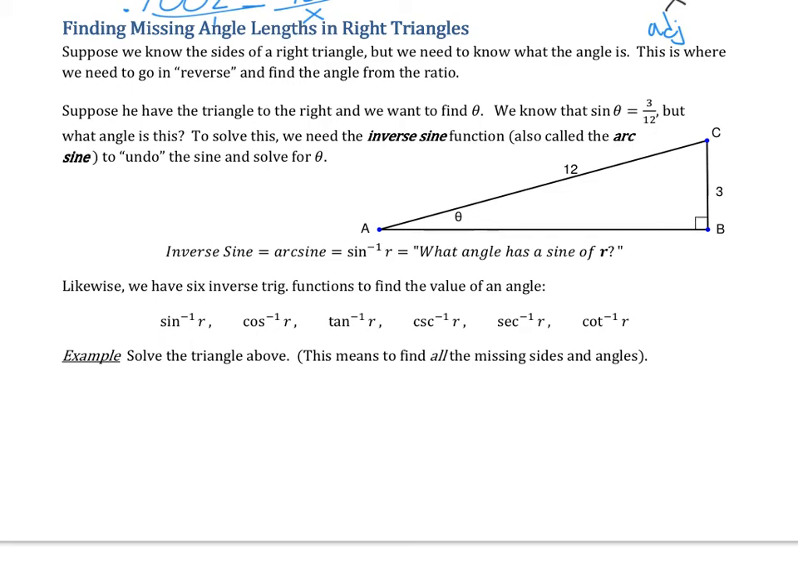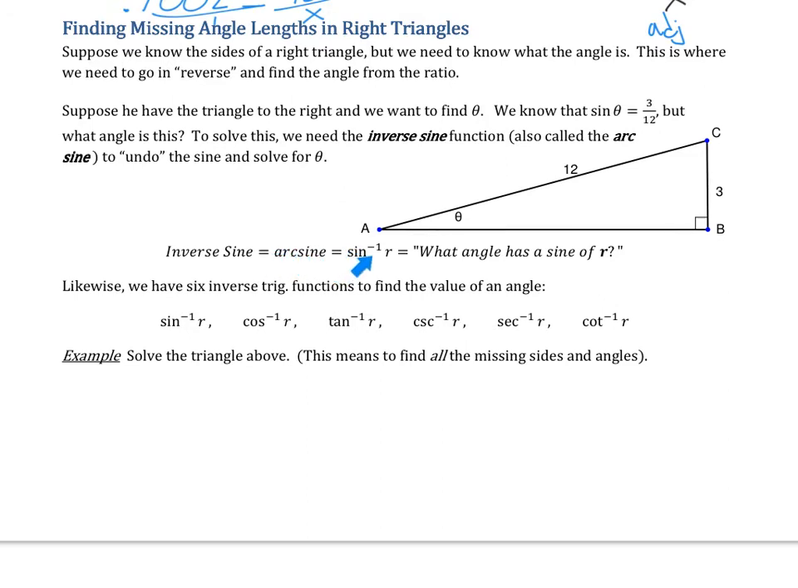If we want to go backwards now, we can find the angles. So sometimes we know the sides and we want to find the angles. To do that, we're going to go in reverse, or use what we call the inverse sine function. Inverse sine kind of undoes sine. Another name for inverse sine is the arc sine. So this will undo sine. This will find the angle.